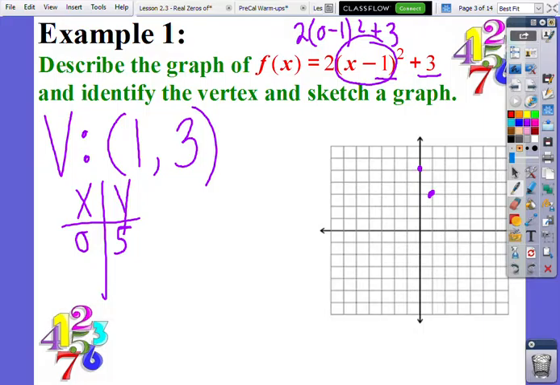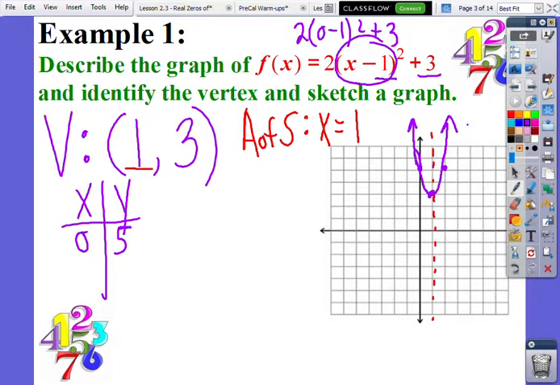Now, remember that quadratics have symmetry. So at my vertex, I have what is called the axis of symmetry. So the axis of symmetry in this case would be x equals 1. It's a vertical line. And that x equals comes straight from the vertex. Well, that helps me because I know that if I've got a point at 0, 5, which is 1 unit from my axis of symmetry, then I also have a point at 2, 5, which is 1 unit on the other side of my axis of symmetry. And I can go through and find more points. I'm not in this particular case. And then draw the curve of my quadratic equation.